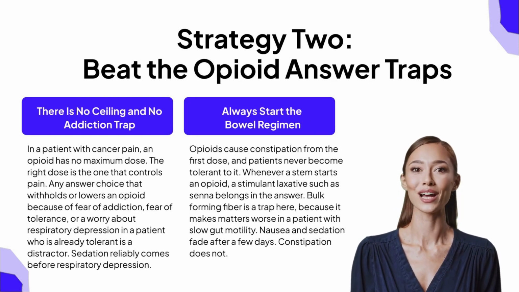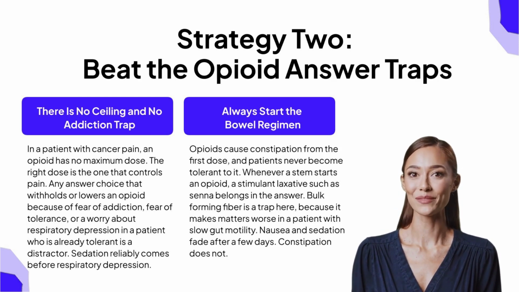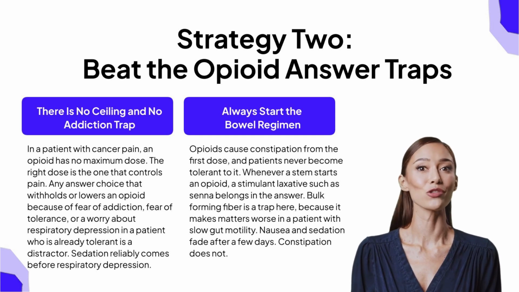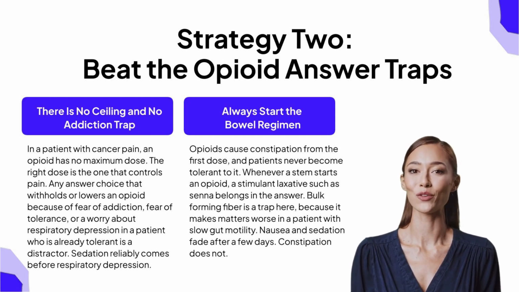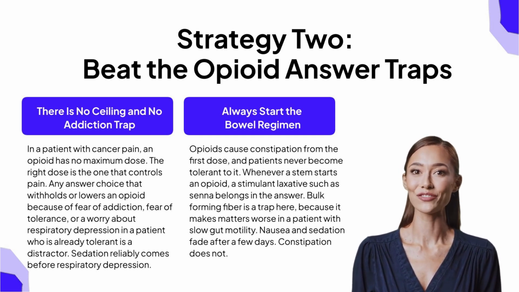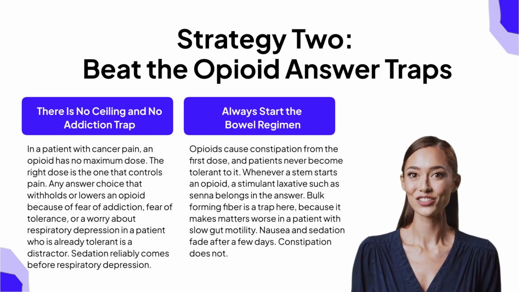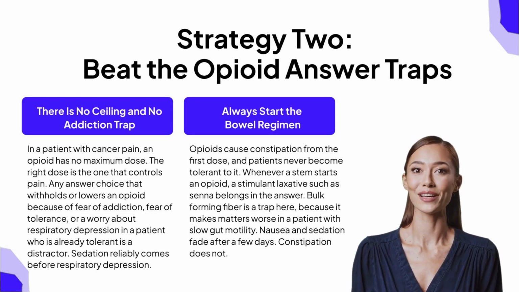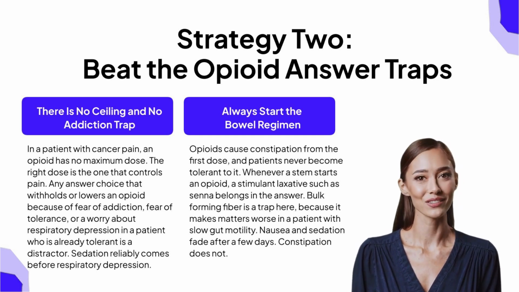Now, the opioid traps, where good students lose easy points. First, in cancer pain, an opioid has no ceiling dose. The right dose is the one that controls pain. So any choice that withholds, lowers, or delays an opioid out of fear of addiction, tolerance, or respiratory depression in a tolerant patient is a distractor. Remember that sedation reliably comes before respiratory depression, so a comfortable, awake patient is not on the edge of disaster.